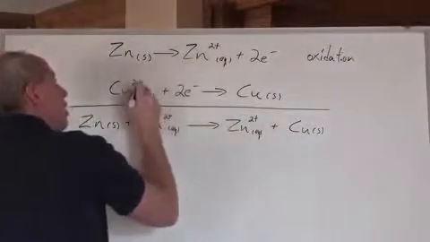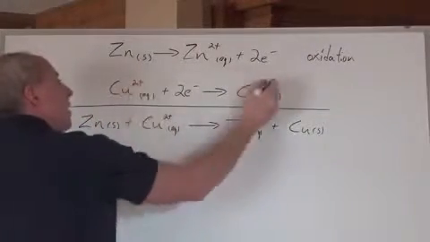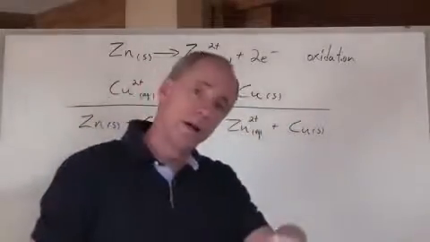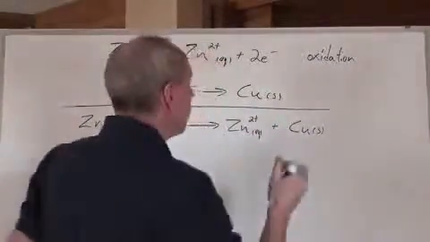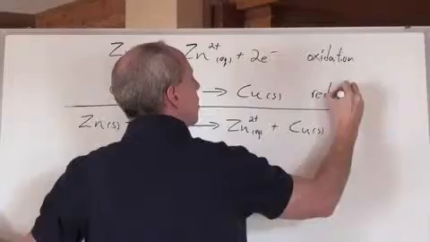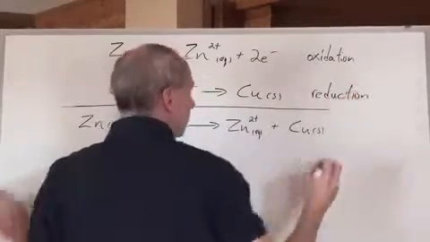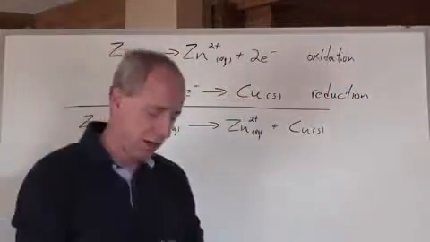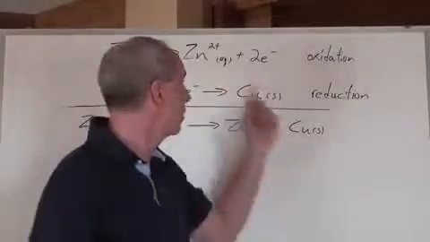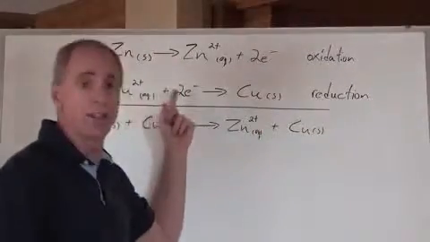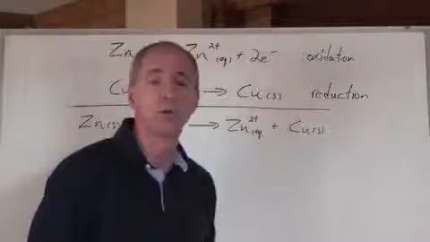And because the charge of the copper is going from 2 positive to 0, it's going lower. When the charge goes lower, we call that reduction. So here's the deal. An oxidation-reduction reaction occurs when you have a chemical species that wants to lose electrons to something that's going to take those electrons and undergo reduction.